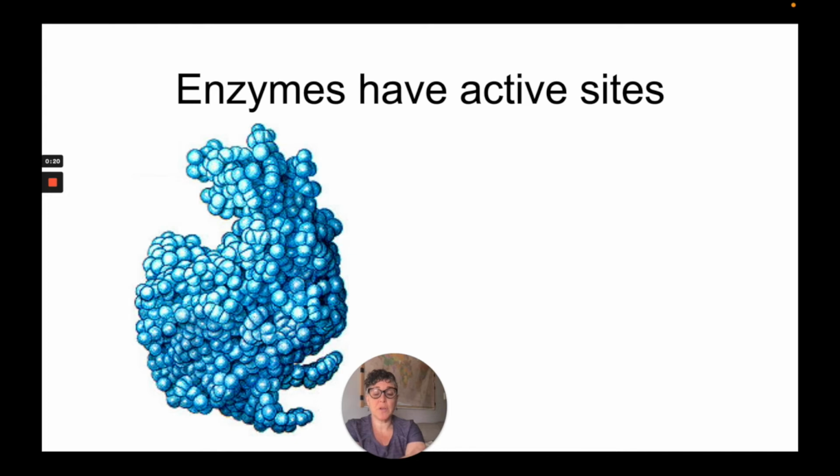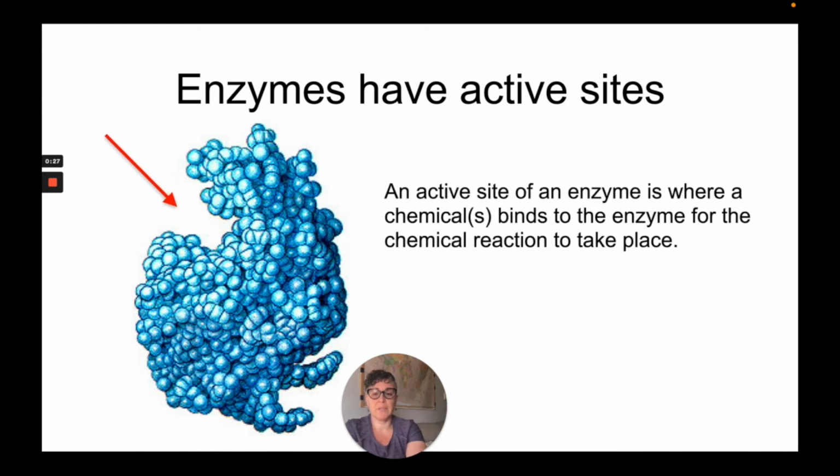So first of all, let's talk about the structure of the enzyme. Enzymes have something called an active site. All enzymes have active sites. So in this particular enzyme depiction, the arrow is pointing to where the active site would be.